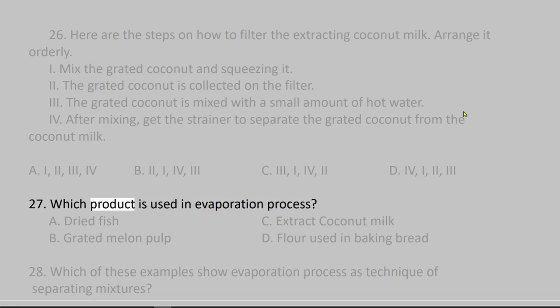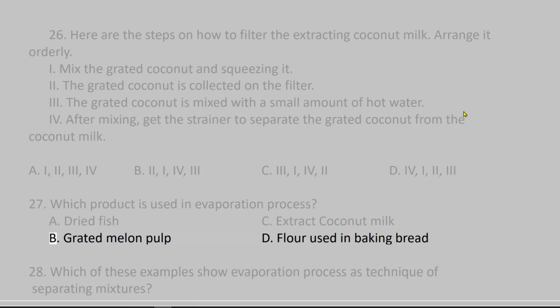27. Which product is used in evaporation process? A. Dried fish. B. Grated melon pulp. C. Extract coconut milk. D. Flour used in baking bread.